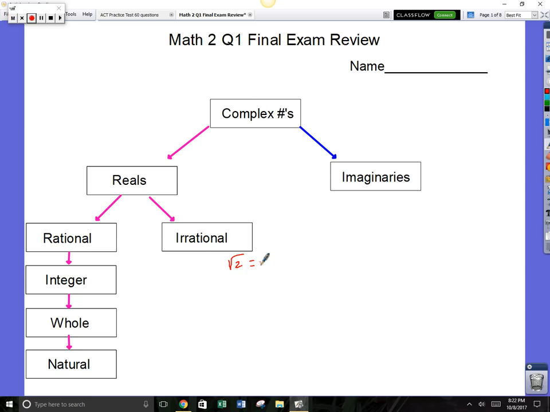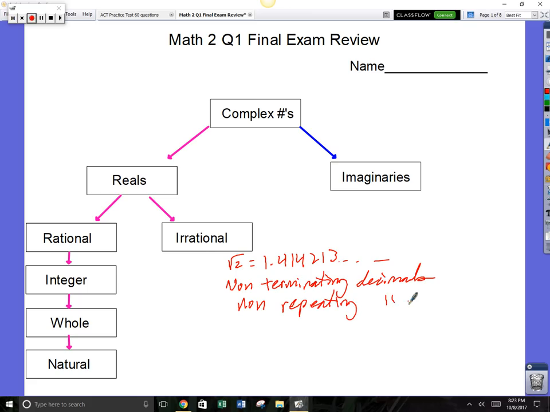Even if your calculator only shows the first 10 or so digits, that's 1.414213, blah blah blah. So these are non-terminating, so they never stop. And they are non-repeating. There's no pattern. So their decimals go forever.